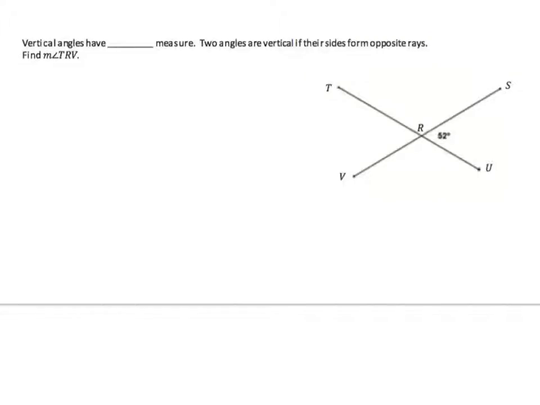Okay, vertical angles have equal measure. Two angles are vertical if their sides form opposite rays. Let's talk about that for a second. I have this angle right here, angle SRU. If I look at this side right here and this side right here, these are opposite rays. They start from the middle and they go out. That's ray RS and ray RV.